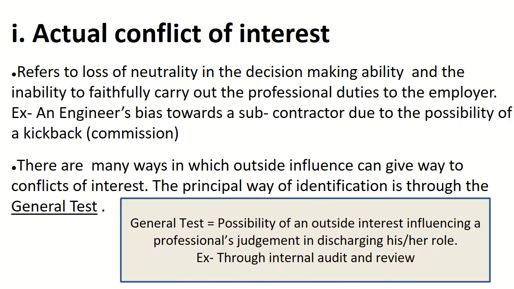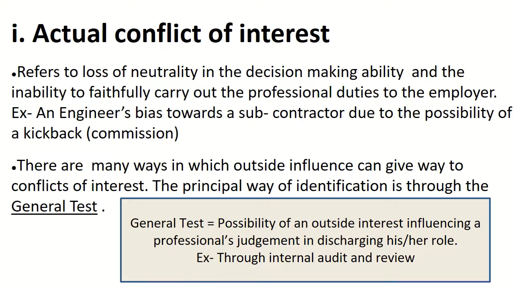Actual conflict of interest. It refers to loss of neutrality in the decision-making ability and the inability to faithfully carry out the professional duties to the employer. For example, an engineer is biased towards a subcontract due to the possibility of a kickback. So the term kickback means commission.